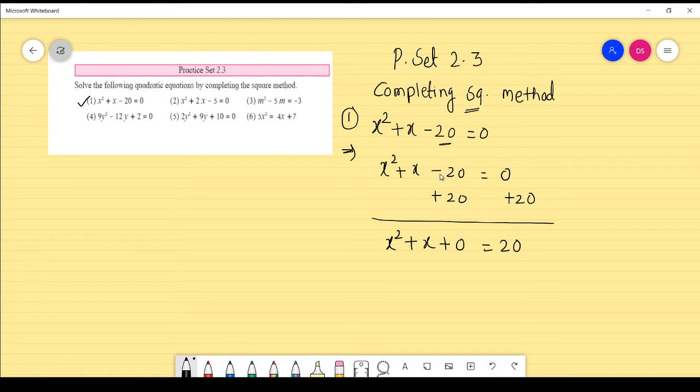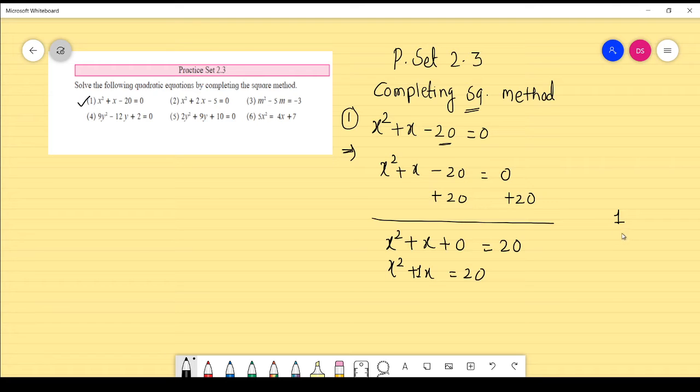If it is minus 20, we add 20; if instead it is plus 20, then you need to subtract 20 from both sides. So that is an easy way to get the constant on the right hand side. The next step is x square plus x is equal to 20, right? What is the coefficient of x over here? Nothing is written, that means it is nothing but 1. Just write that 1 over there.